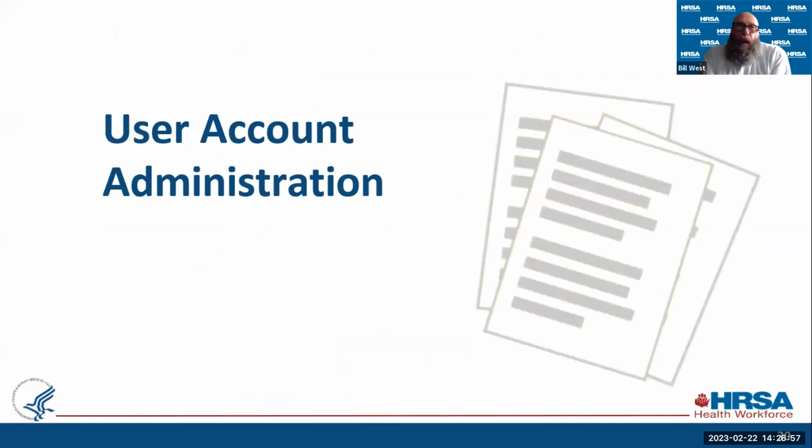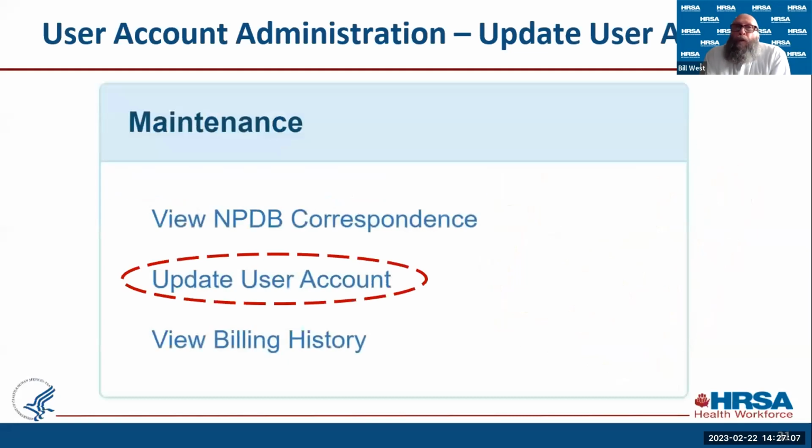Well, now that the accounts have been created and approved, let's see what options users and administrators actually have. Every user and administrator has the option to update their own account profile. You can do that by selecting the Update User Account link located under the Maintenance section on the Options page.